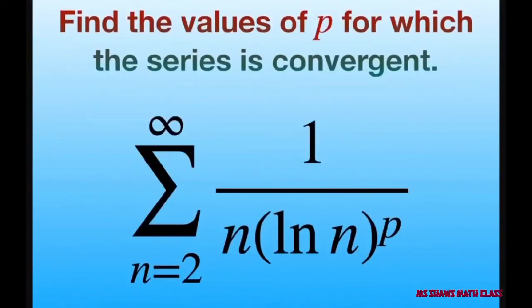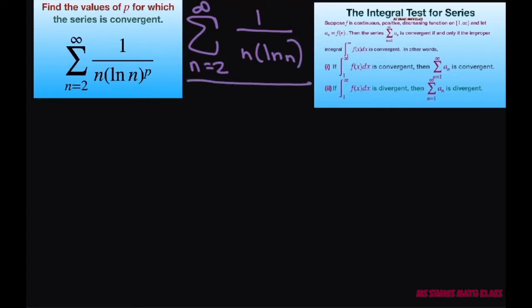Everyone, we're going to find the values of p for which the series is convergent. I already did a video for this same problem where p equals 1. I'll attach it in case you want to see it, but I don't want to spend the time on it here. When p is 1, it was divergent.